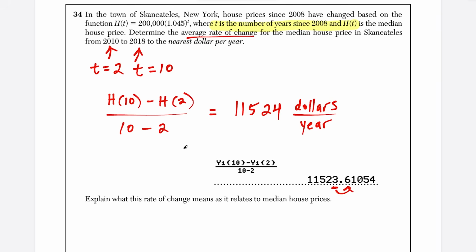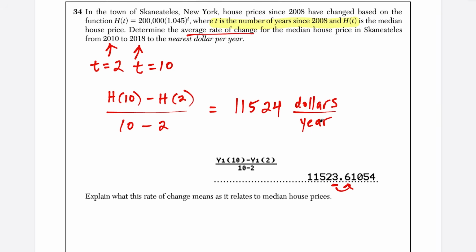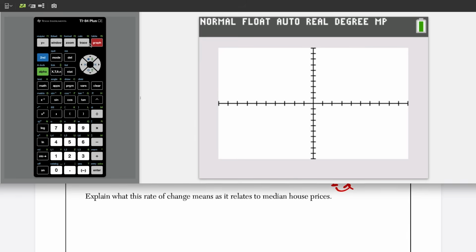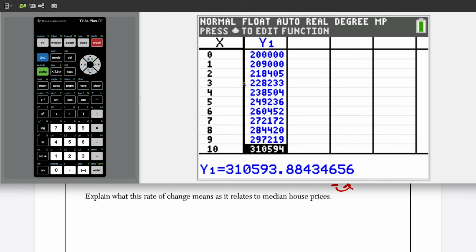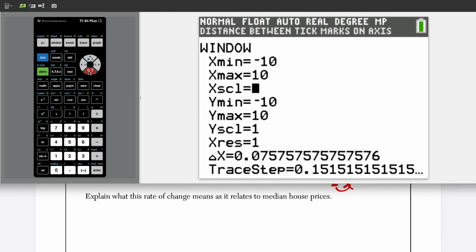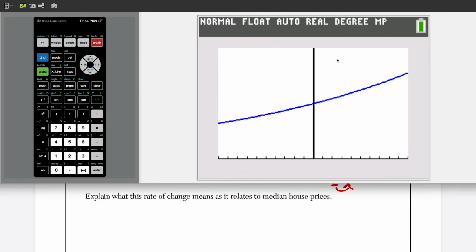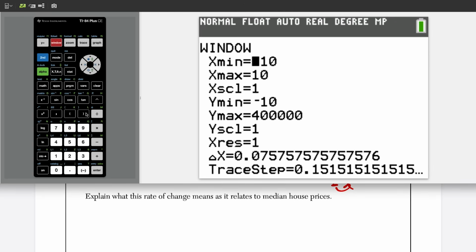Now, for the next part of the question here, we have to explain what this rate of change means as it relates to median house prices. Well, if you think about this, we can go to the graph and notice nothing is showing up, and that's because we're talking about home prices. And notice that up to 10, the home price goes up to 310,594-ish. So what I could do is adjust my window to go up to, let's say, 400,000. So I'm going to go way up here. And now we get a pretty nice view of the graph. And I'm going to change my window to go from, let's say, 0 to 10.